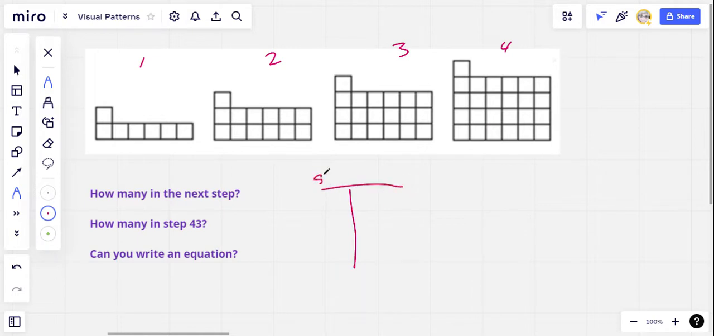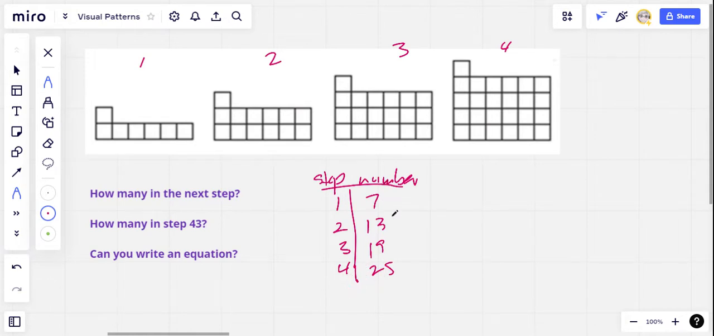So we'll have the step number, and then we'll have the number of boxes. So in step number 1, there's 6 plus 1, so that's 7. Here we've got 2 rows of 6, that's 12, so that's 13. So step 2 has 13. Step 3 has 3 of these, 18, so that's 19. And step 4 has 4 of those, so that's 24, so 25.